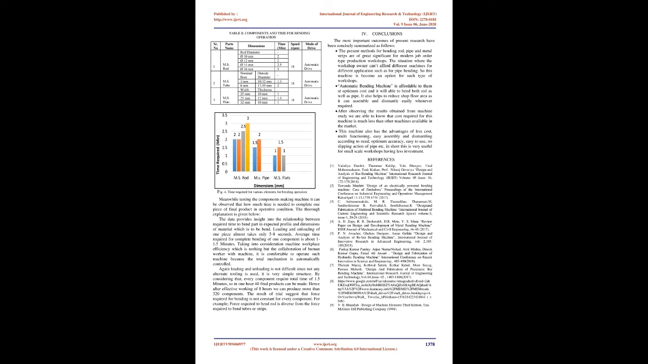Taking into consideration machine workplace efficiency, which is the collaboration of the human worker with the machine, it is comfortable to operate such a machine because the total mechanism is automatically controlled. Again, loading and unloading is not difficult since no alternate tooling is used; it is a very simple structure. Considering that every component requires a total time of 1.5 minutes, in 1 hour 40 final products can be made. Hence after effective working of 8 hours we can produce more than 320 components.